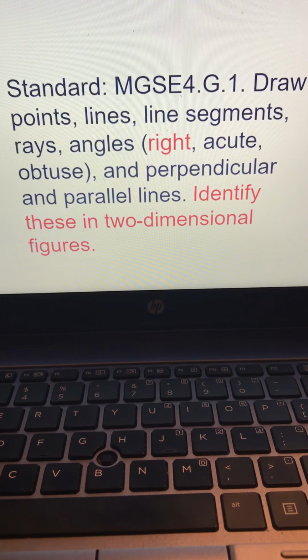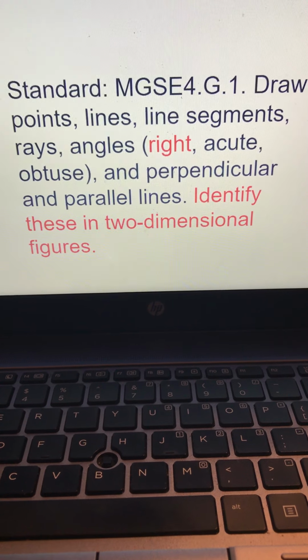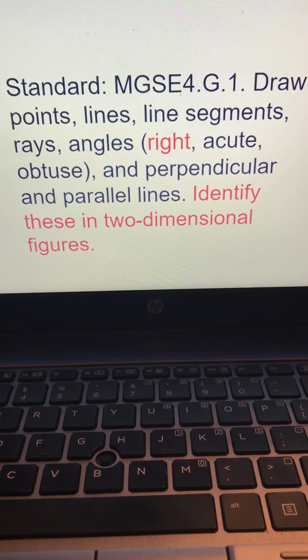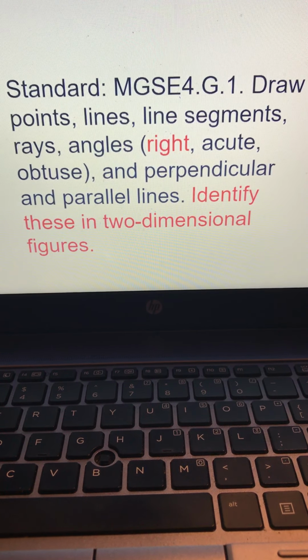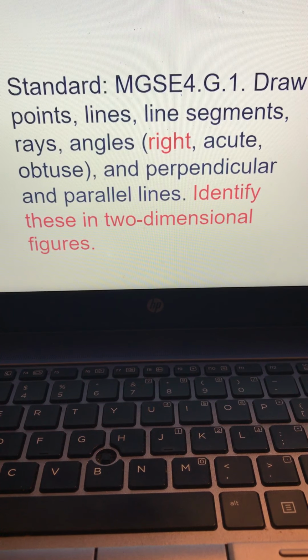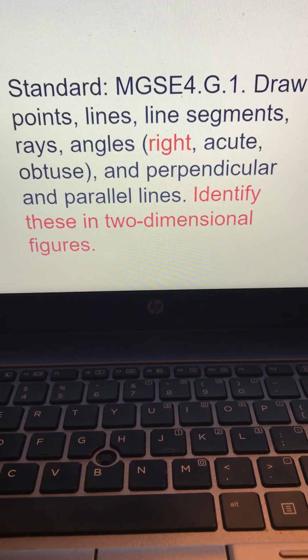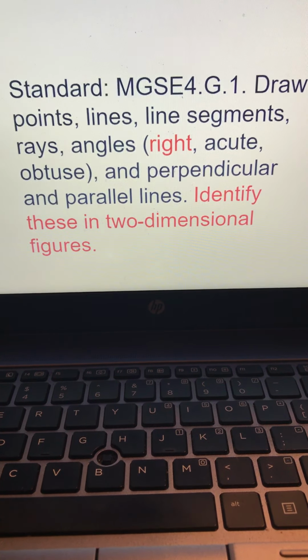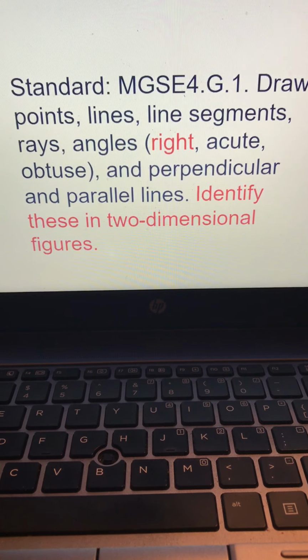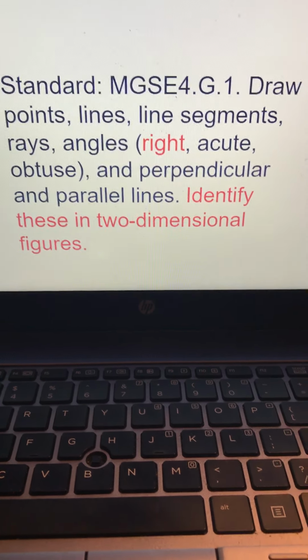Two-dimensional figures are flat, plane figures such as circles, squares, rectangles, triangles. However, today's focus is only going to be on right angles and identifying those right angles in two-dimensional figures.